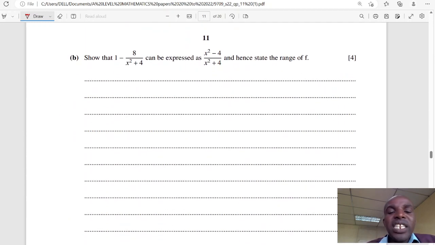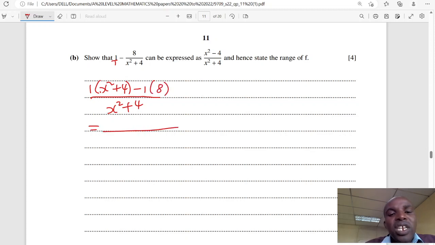Then next, show that this item can be expressed in this form. Hence state the range of f. So you can say here, it's 1 minus 8 over x squared plus 4. Find the common denominator, which is x squared plus 4. So this will be over 1. You say 1 into x squared plus 4 is x squared plus 4 times 1, the numerator. Then minus 1 times 8. Then remove the brackets: x squared plus 4 minus 8 over x squared plus 4.